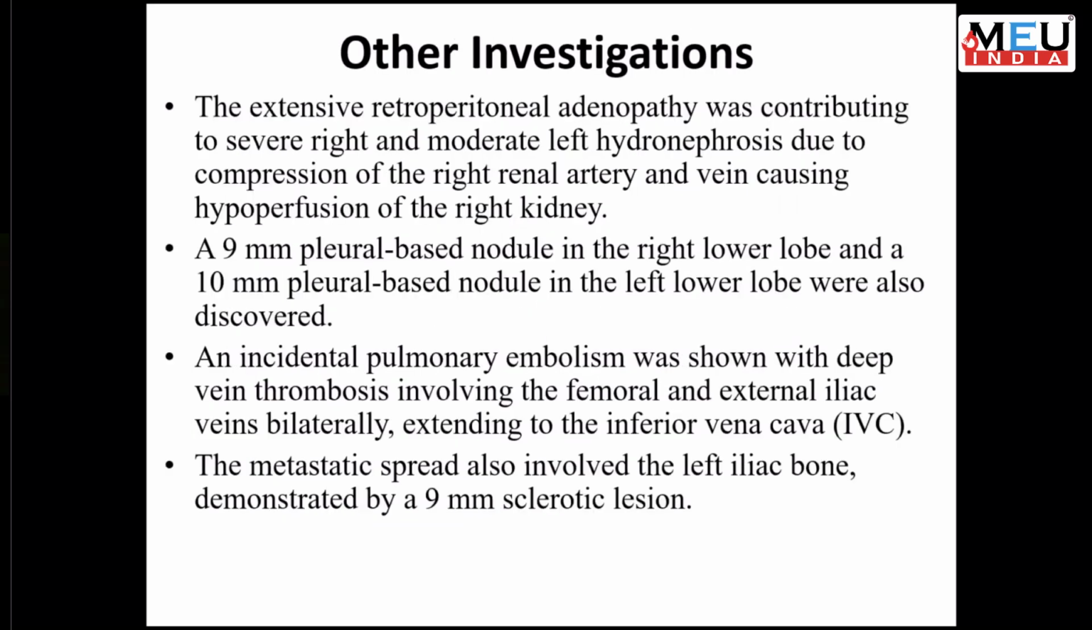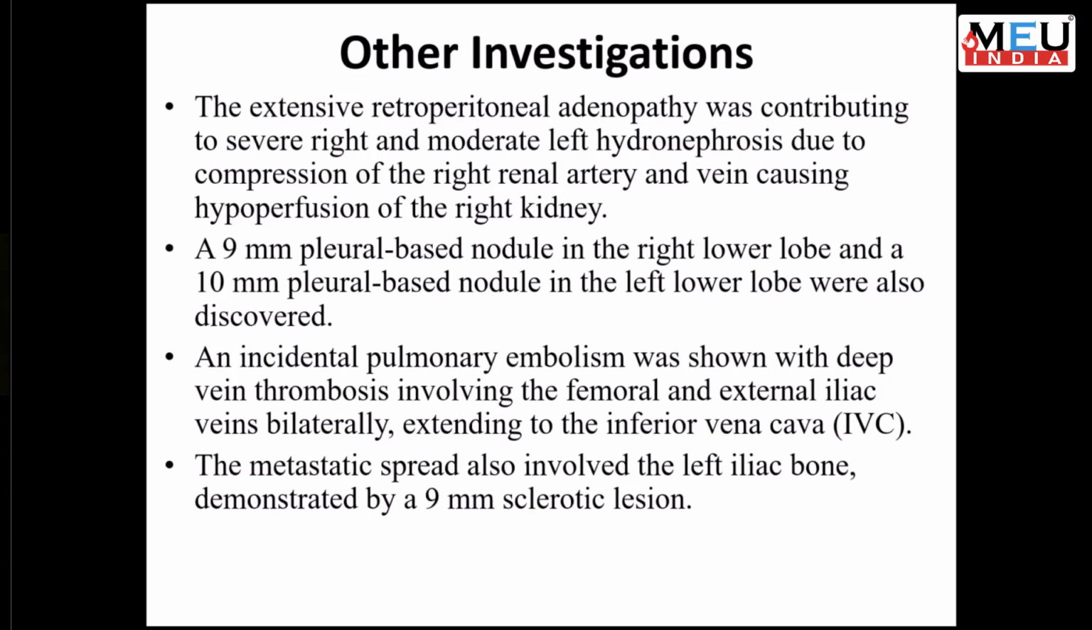Other investigations the patient underwent: the extensive retroperitoneal adenopathy contributed to severe right and moderate left hydronephrosis due to compression of the right renal artery and vein, causing hypoperfusion to the right kidney. Also a 9 mm pleural-based nodule was discovered in the right lower lobe, and a 10 mm pleural-based nodule in the left lower lobe. An incidental pulmonary embolism was also shown, with deep vein thrombus involving the femoral and external iliac veins bilaterally and extending to the inferior vena cava. The metastatic spread also involved the left iliac bone, demonstrated by a 9 mm sclerotic lesion.